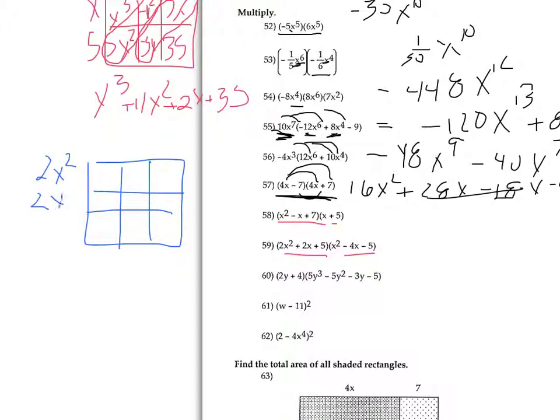2x and a 5, and then x squared, minus 4x, and then minus 5. So here it looks like we're going to have 2x to the 4th, negative 8x to the 3rd, and then negative 10x squared. Down here, 2x cubed, minus 8x squared, minus 10x. Then here we have 5x squared, minus 20x, minus 25.